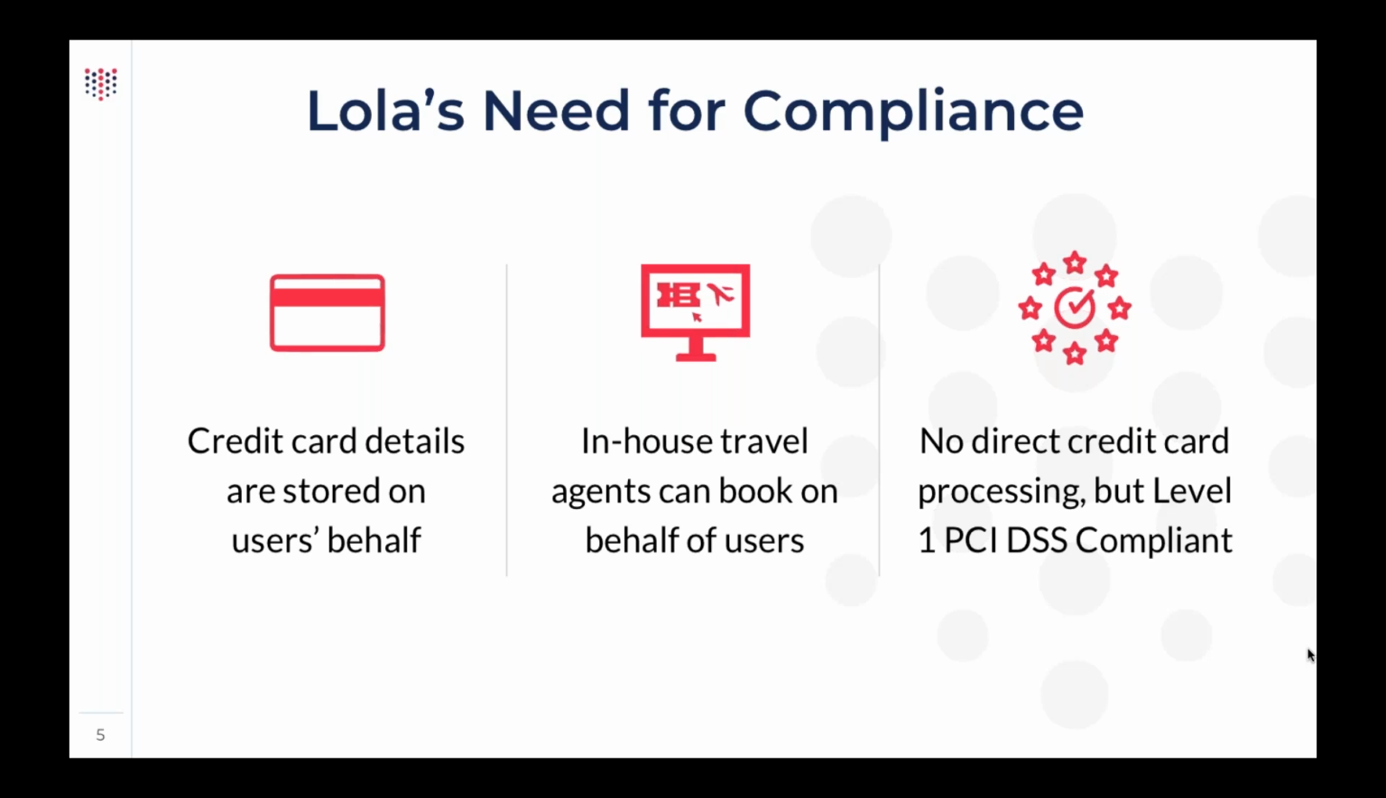We also have in-house travel agents, which I mentioned earlier, and they can book on behalf of our customers. So if a customer's having trouble with the interface and they can't find the flight that they want, our travel agent can reveal the credit card and then use that to book on behalf of the customer. There's a lot of regulation around that: who can see credit cards, why, when, how often. So that's all things we have to cover.